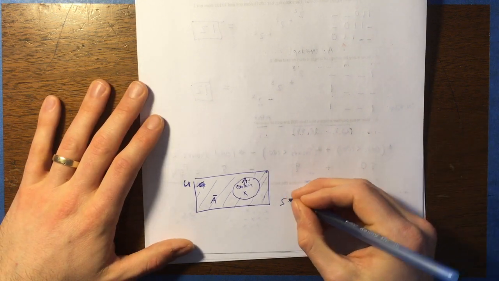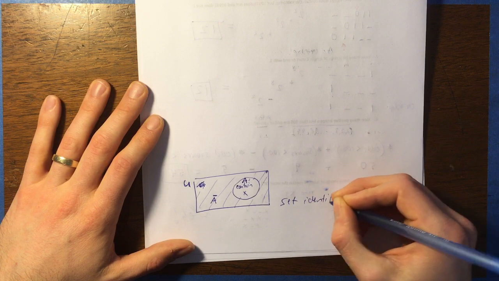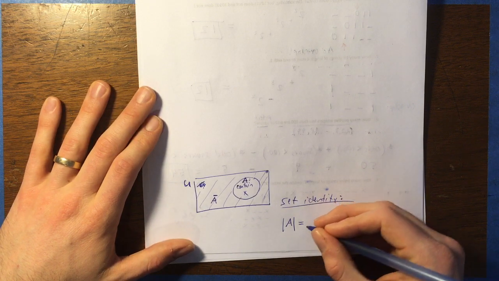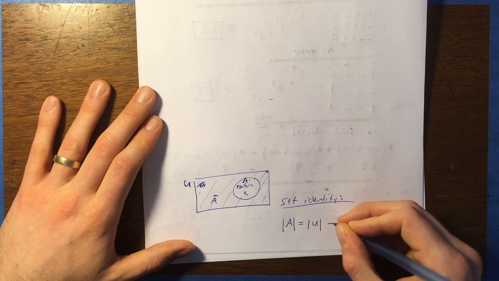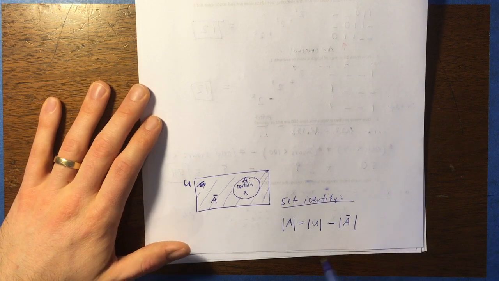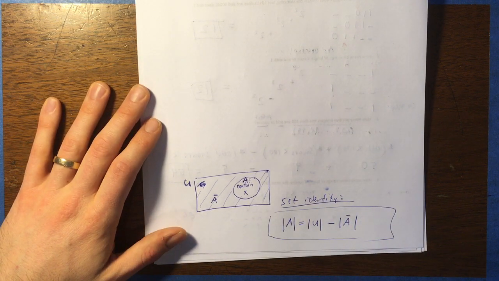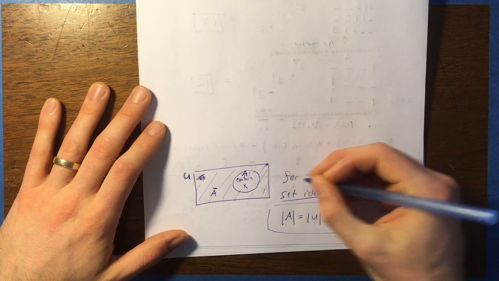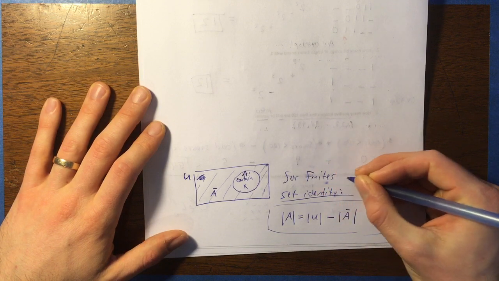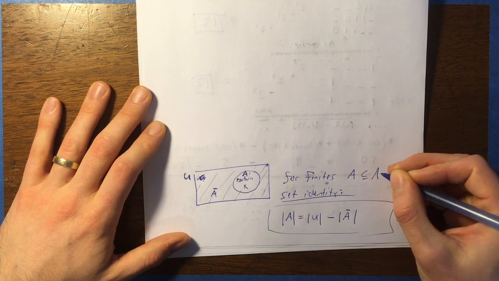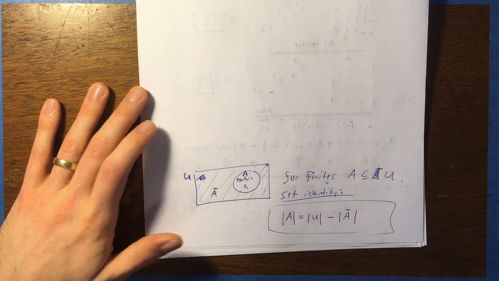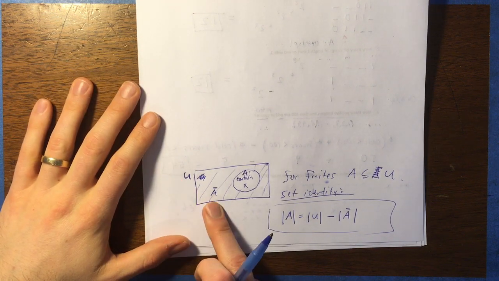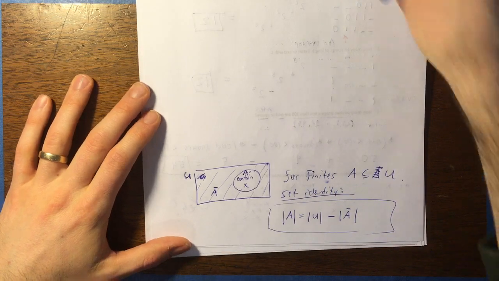This is a set identity. I'm not sure we ever went over this particular one, but the number of elements in A is equal to the number of elements in the universal set minus the number of elements in A complement. This is a set identity involving cardinalities, at least for finite sets, where A is a subset of the universal set U. So I'm just taking the number of things minus the number of ones that are not in my set, and that equals the number of things in my set.